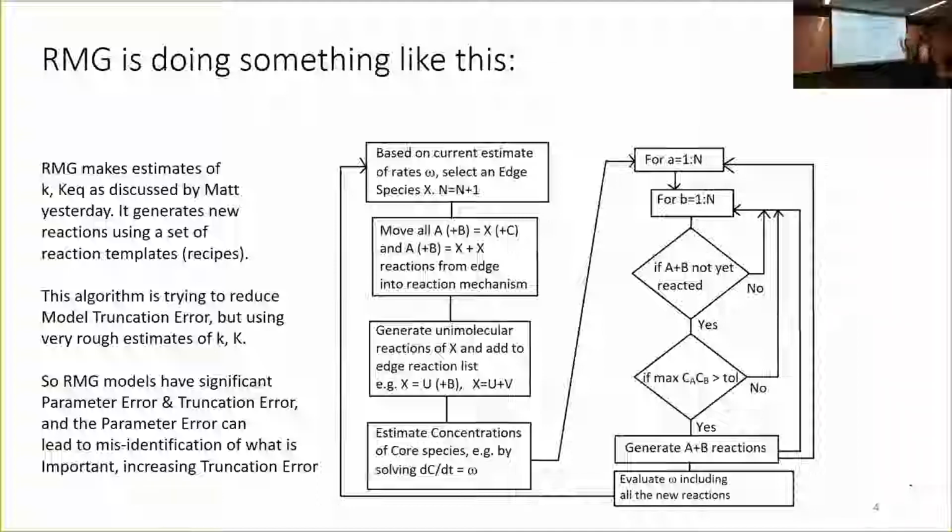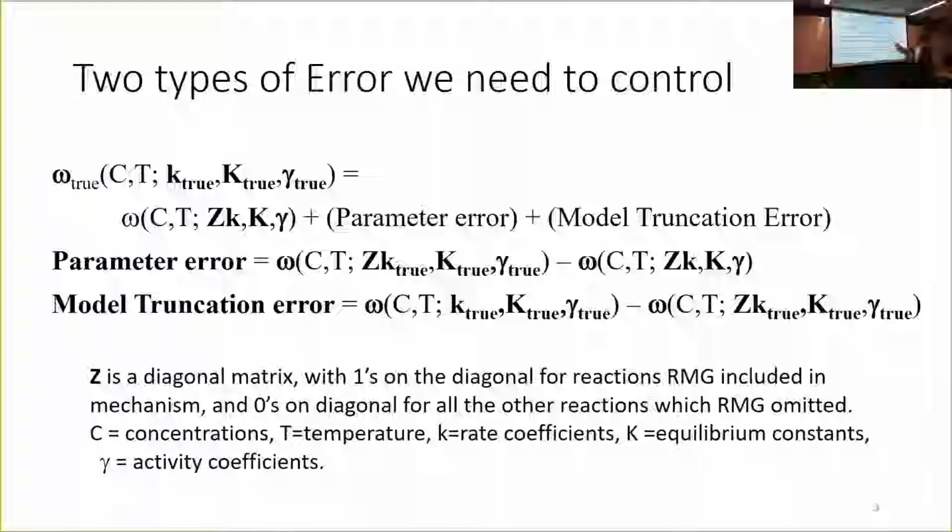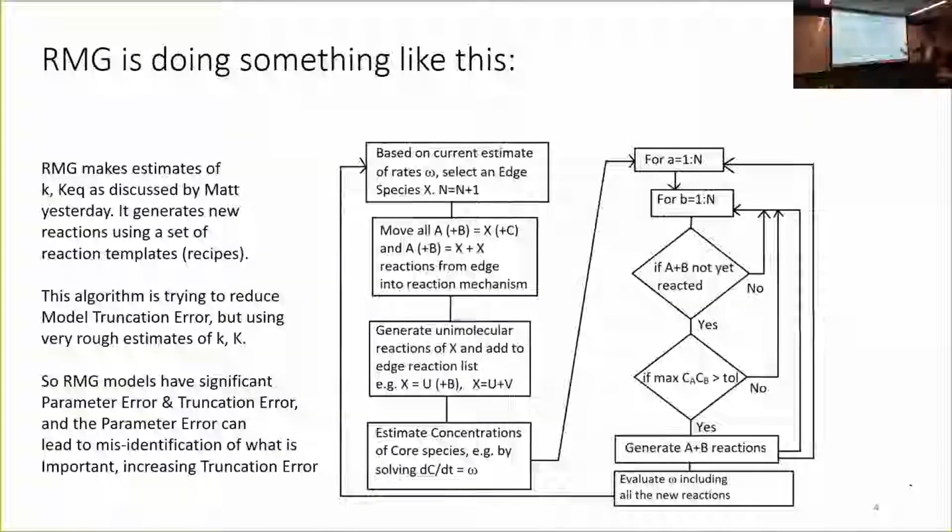And the whole purpose of this entire thing is not to improve the parameter values, because we didn't do anything to improve them, we just dumped them in. This is all about trying to reduce the model truncation error by adding more and more reactions in. So we're turning some of the zeros in that huge matrix Z, which were zeros before, into ones. That's going to reduce the truncation error, because when Z goes to the identity matrix, the model truncation error will be 0. You have all the reactions. Okay. So that's what the main RMG algorithm is about.